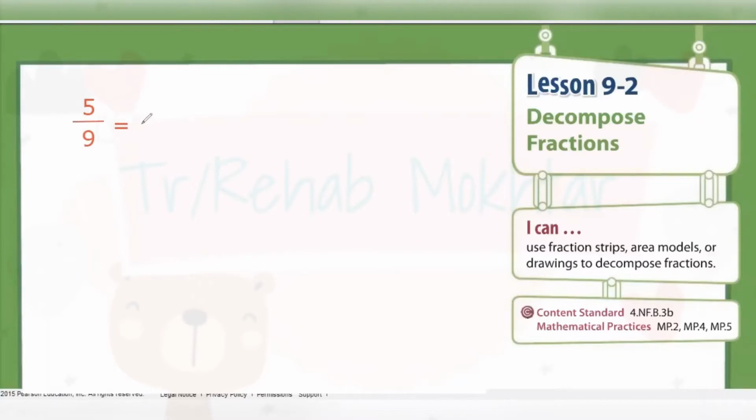I will keep 9 as it is, the denominator, plus another fraction with a 9 as denominator, and a 5. I can break 5 into two parts, 1 and 4, maybe 2 and 3. Now, what did we do here? We just decomposed 5 out of 9 into two smaller parts.